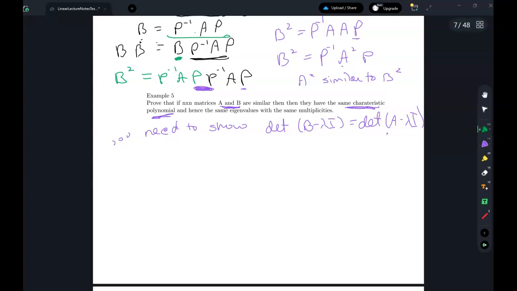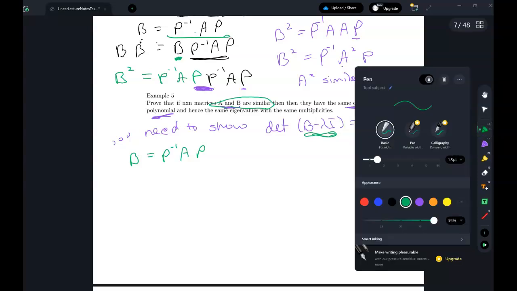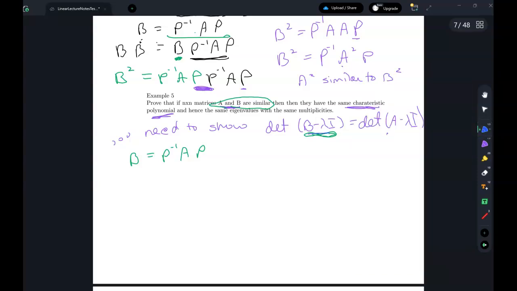So let's start off with what we do have. A and B are similar, which means B equals P inverse AP. Okay, so let's go inside here. What does B minus lambda I mean? B minus lambda I. If I substitute this in, that would give me P inverse AP minus lambda.